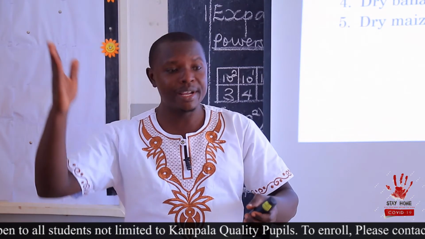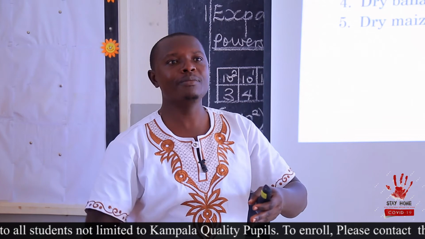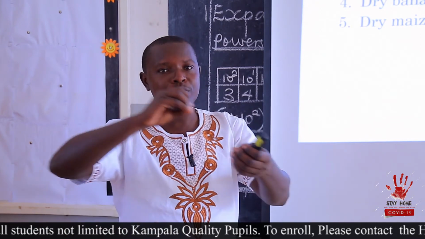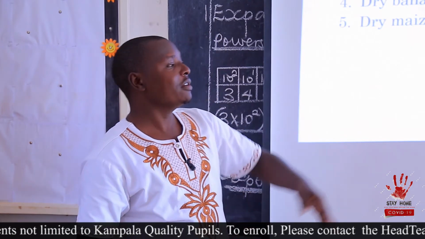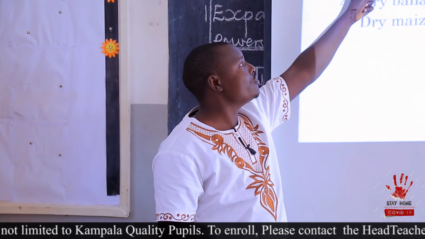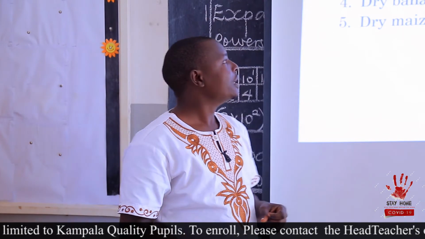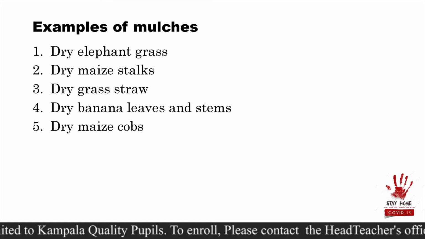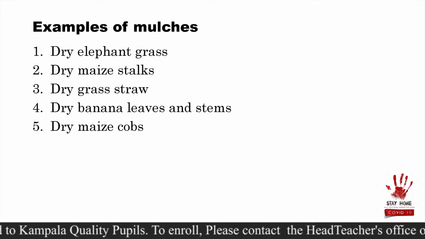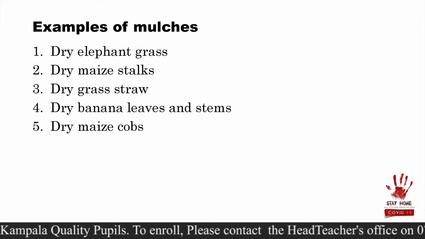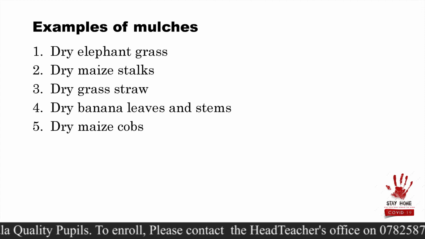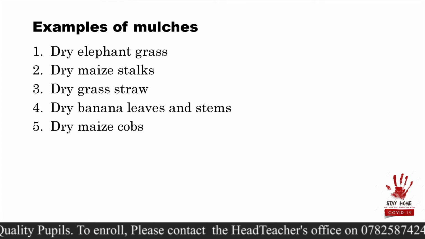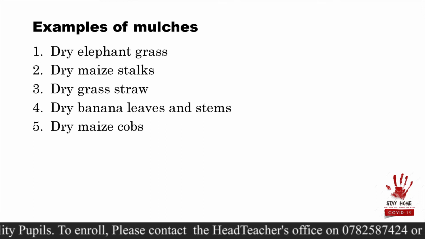Those stems were when they are cut. When they cut the maize and they remove the maize cob, those stems that remain are the ones we are terming as dry maize stalks. Then dry grass straws. Those ones are used. Dry banana leaves and stems.